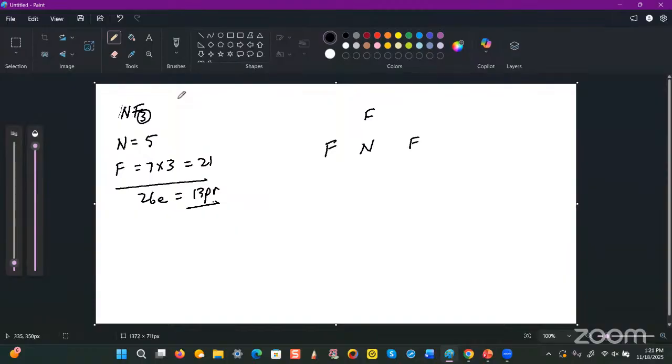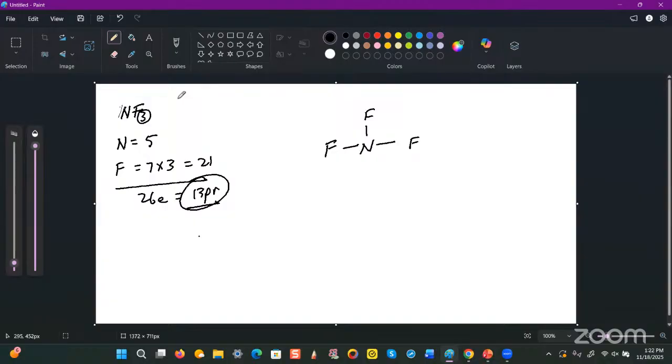So the next step is that we assign the bonding pairs first, right? Now we have 13 pairs of electrons to assign, right? So we start assigning the bonding pairs. 1, 2, 3, right? So we have used up 3 of the 13 bonding pairs, right? And we have some pairs left over.